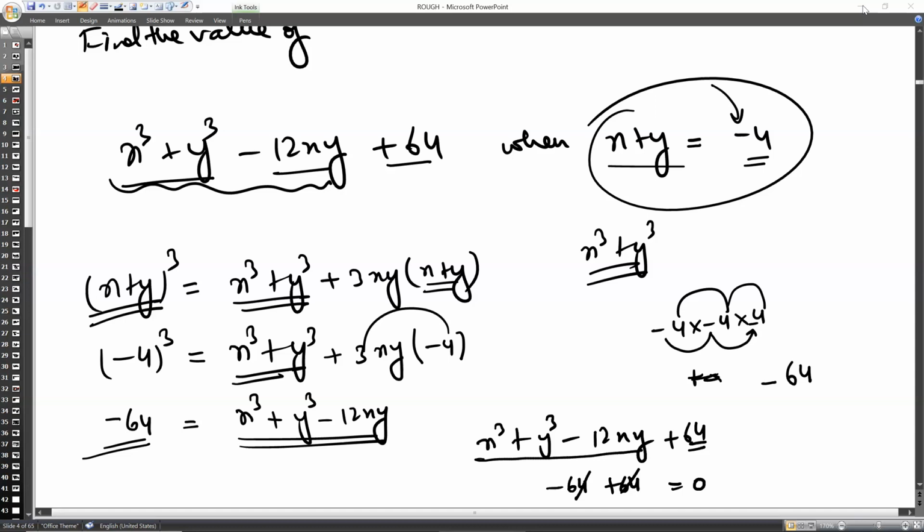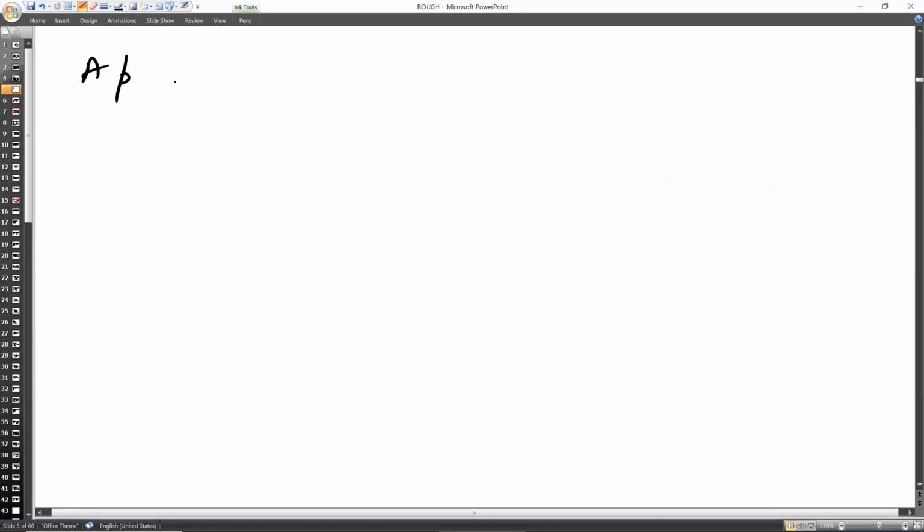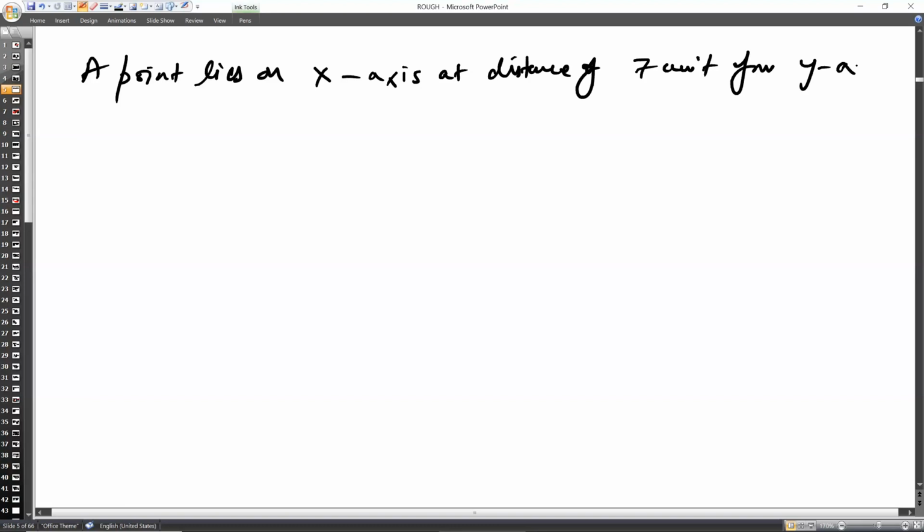Yeah. We have this question. A point lies on the x-axis at a distance of 7 units from the y-axis. What are its coordinates? You need to find out first.